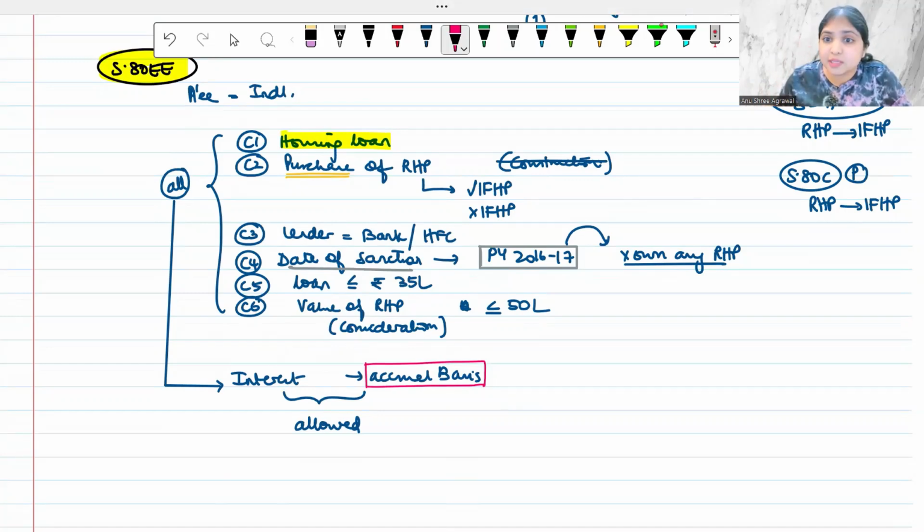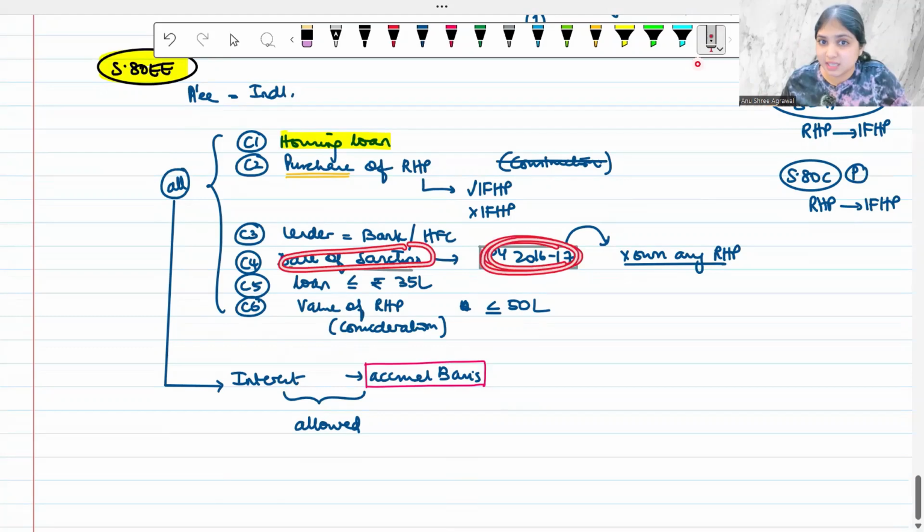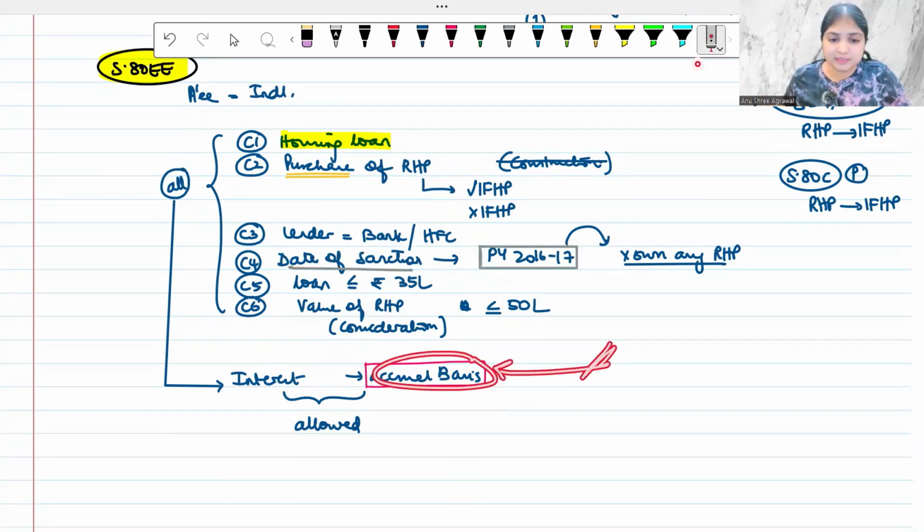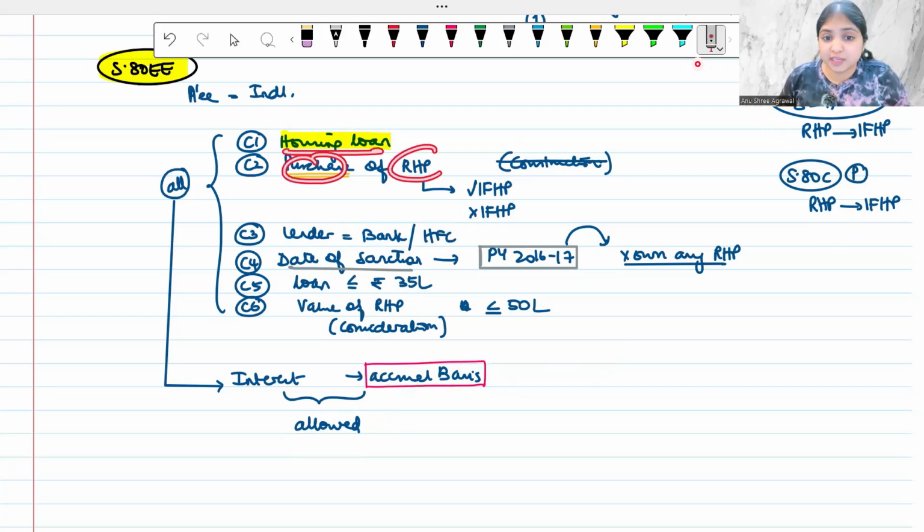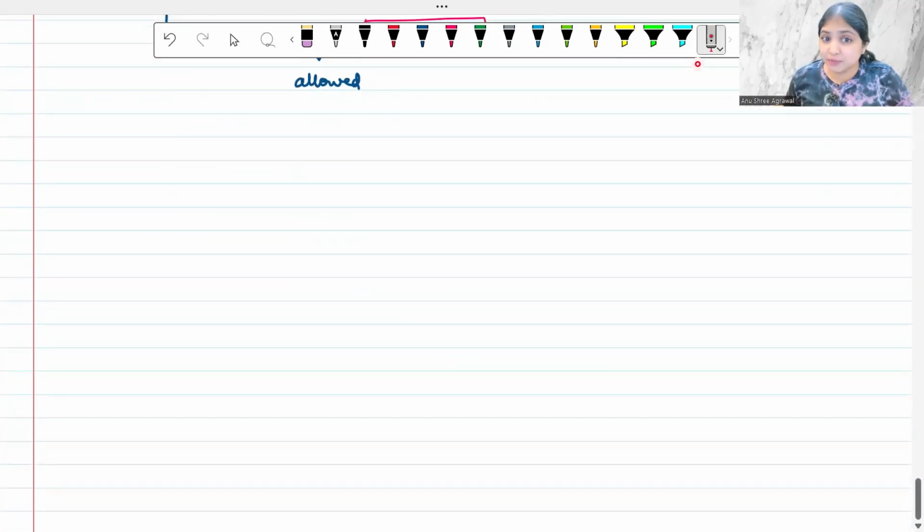Please remember the main points. The loan should have been sanctioned during 16-17 only. Current year, whatever interest you have incurred on accrual basis, it will be allowed. The lender can be a bank or housing finance company. Loan should be a housing loan for purchase of a residential house property and not for construction. Loan should not exceed 35 lakhs. The value of the house should not exceed 50 lakhs.